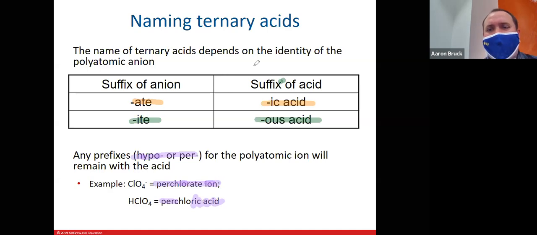So once again, it comes down to recognition. I need to recognize what my polyatomic ions are. And if I can recognize them, if I can name them, then I can pivot by just changing the ending accordingly.